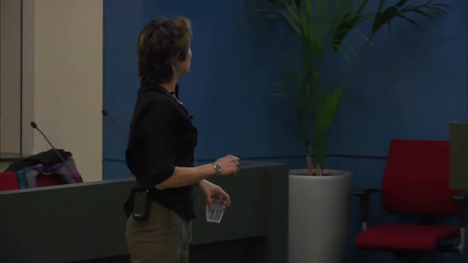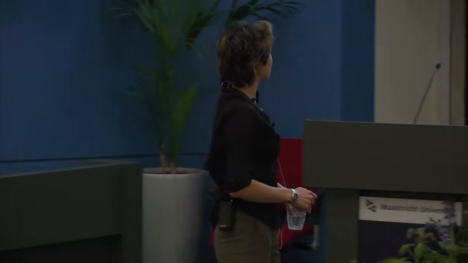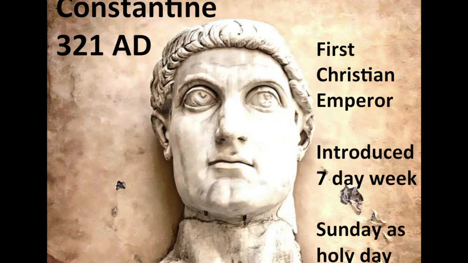I'm going to jump to Constantine, who is the first Christian emperor. He introduced the 7-day work week. So this is the week that we have today. And he also introduced Sunday as a holy day. So where did the days of the week come from? That's the next thing on the schedule.